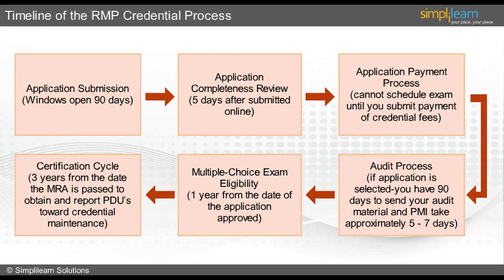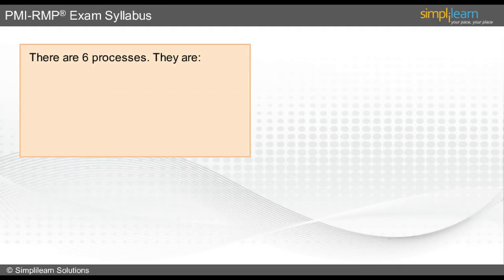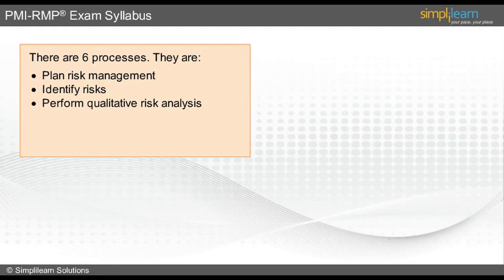Apart from the 4 project risk domains mentioned in the previous slide, we need to know the 6 processes that PMI recommends for effectively planning and monitoring risks on the project. The people who are already qualified as PMP know the project risk management knowledge area contains 6 processes, namely plan risk management, identify risks, perform qualitative risk analysis, perform quantitative risk analysis, plan risk responses, and control risks.